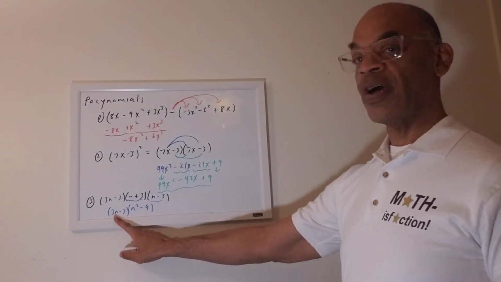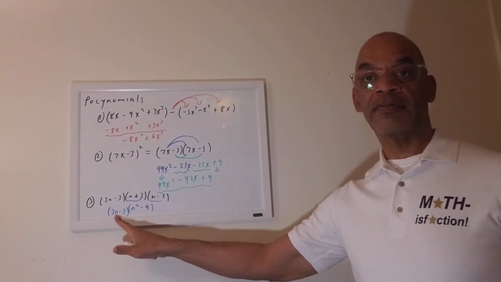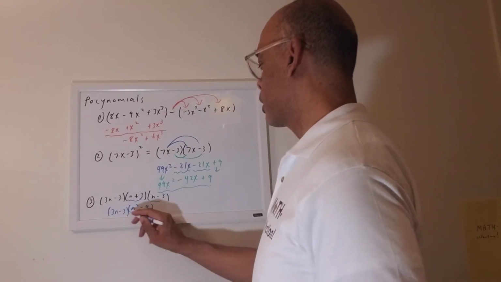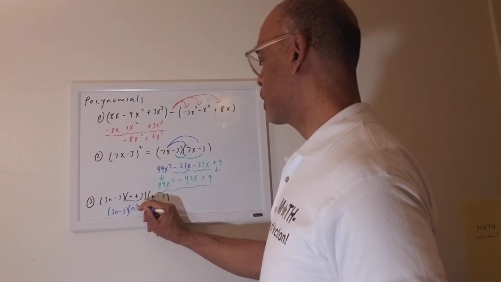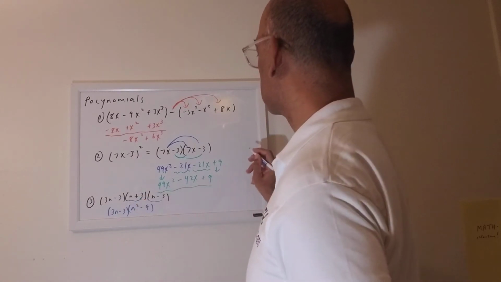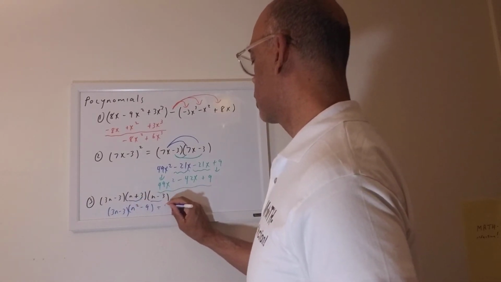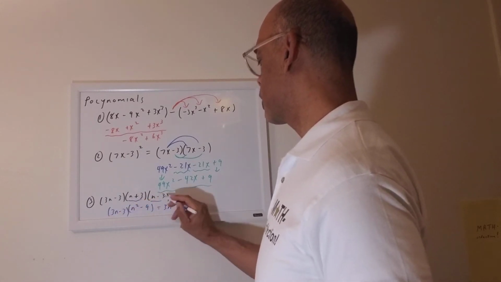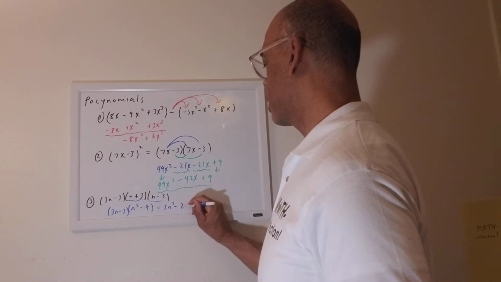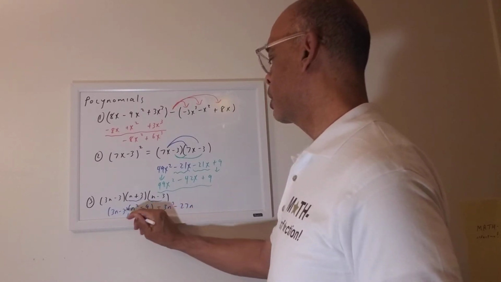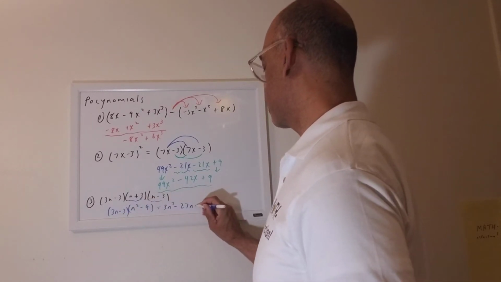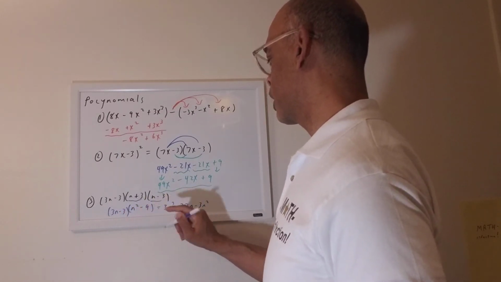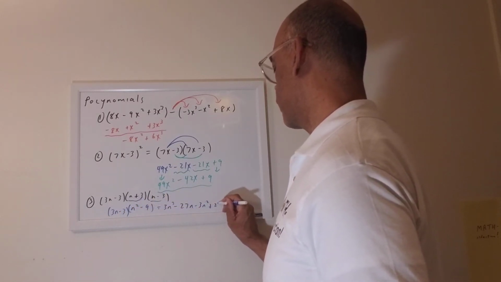If you choose to factor out the 3 to simplify your multiplication, you're welcome to do that. Okay, 3n times n squared. Let's bring it up over here. 3n cubed. 3n times negative 9 is negative 27n. Negative 3 times n squared is negative 3n squared. Negative 3 times negative 9 is positive 27.